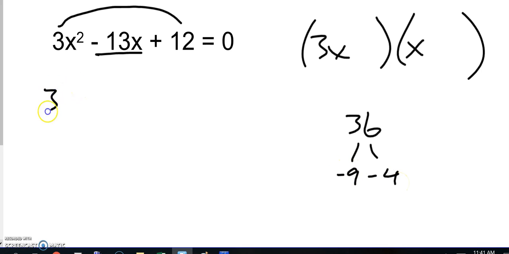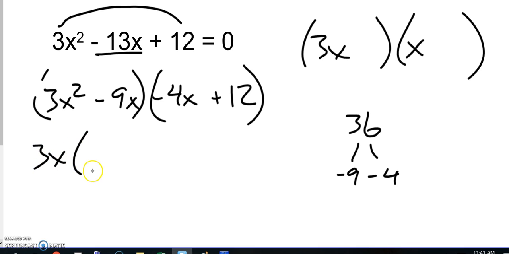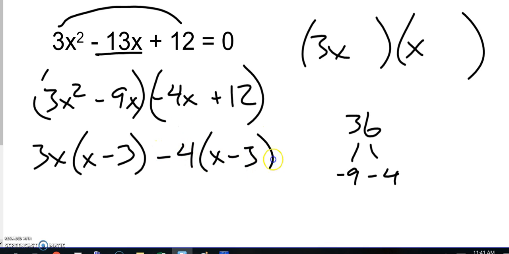So we rewrite this as 3x squared minus 9x minus 4x plus 12, and we group these. And out of these, we take 3x out, and we're left with x minus 3. Out of this, we'll take negative 4 out, and we're left with x minus 3. So our answer, or not our answer yet, but our factorization will be 3x minus 4 times x minus 3. Now remember, this is set equal to 0, so we do have to solve both of them.